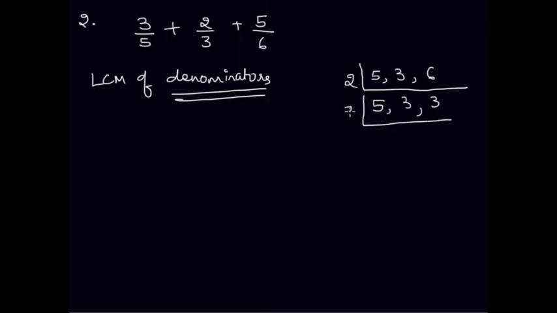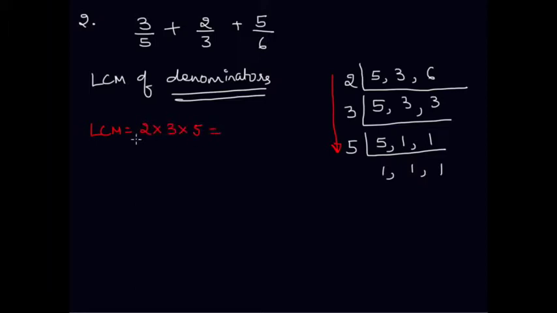Now let's go to 3. We write it as 5, 1 and 1, and then 5, which is 1, 1, 1. The LCM is nothing but 2 times 3 times 5, which is equal to 2 times 3 is 6, 6 times 5 is 30. Okay, so what do we do with this LCM? Let's put a large separator or a dash, and let's put 30 here.